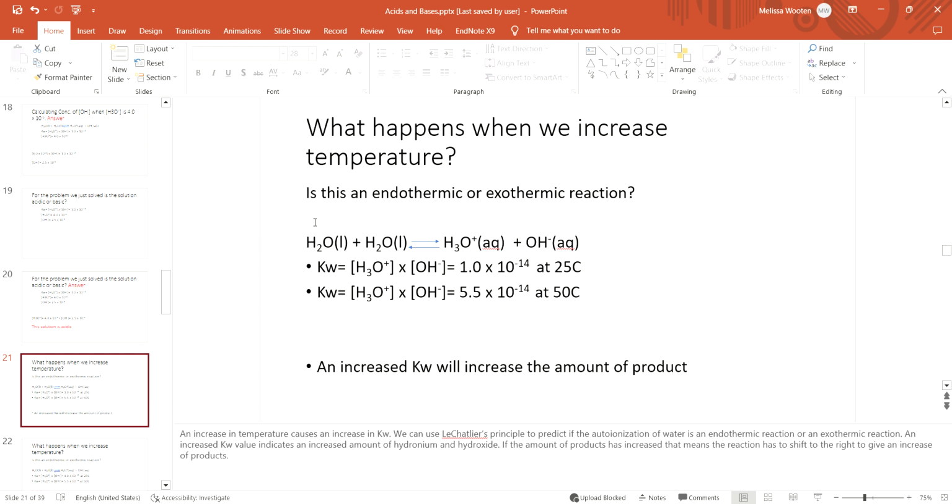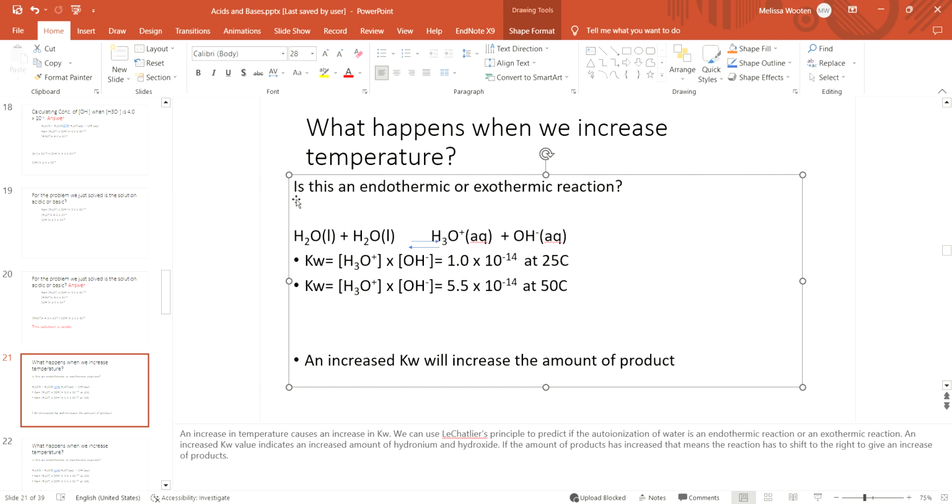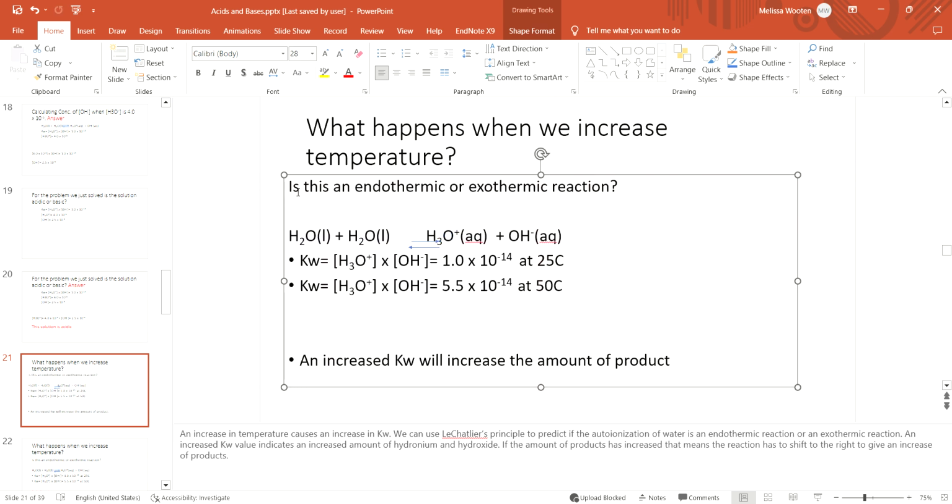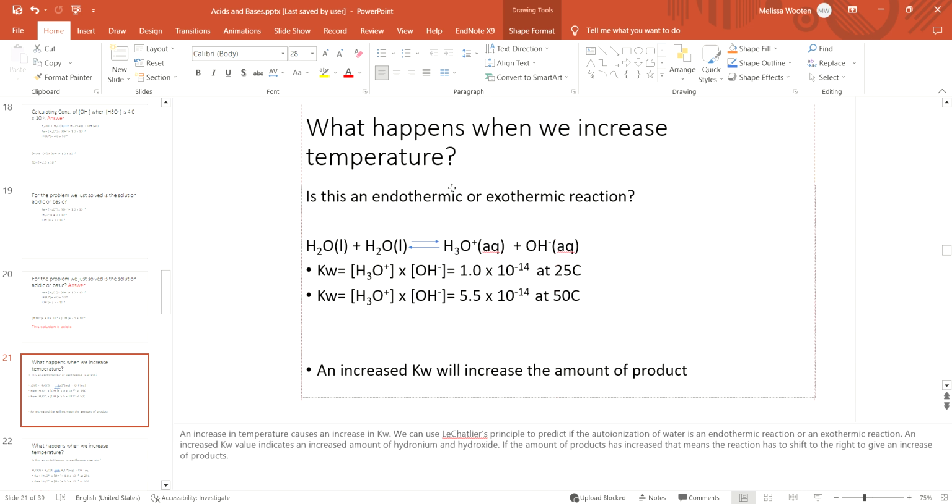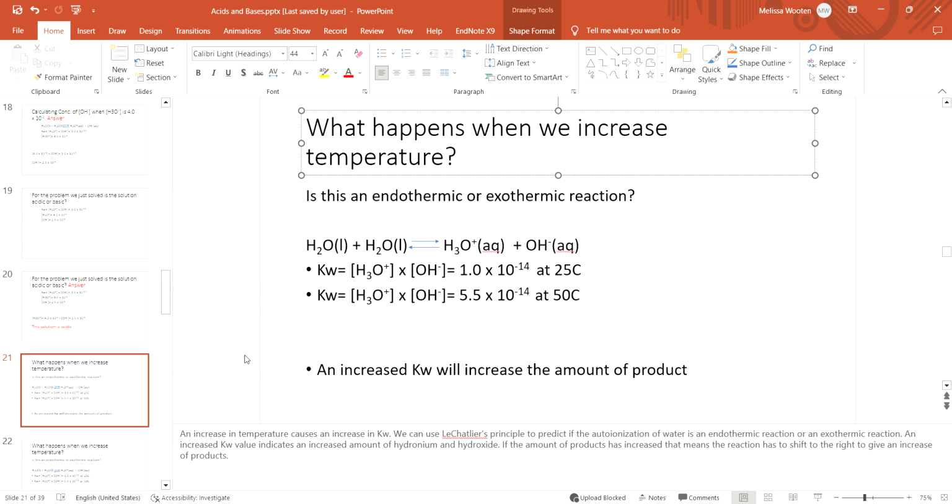So this is our question: is this an endothermic or exothermic reaction? We can see as temperature increases, Kw increases. An increase in Kw indicates an increase in product. So if the amount of products has increased, which way has the reaction shifted? The reaction has shifted to the right to make more product.